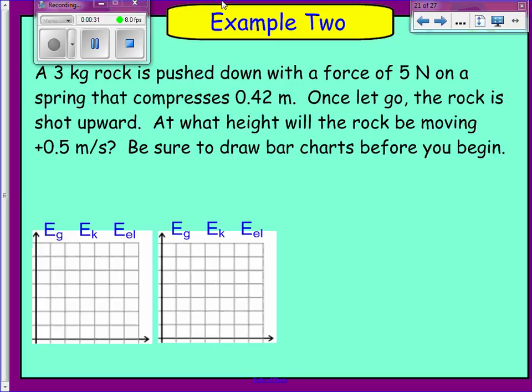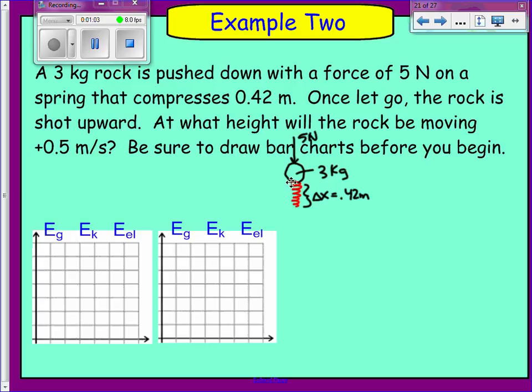All right, so let's imagine this scenario. You have a rock on this spring, compressing it. And what are we told about this initial scenario? Well, we're told that the rock is 3 kilograms. We're told the spring is compressed or has a delta X of 0.42 meters. And we're told that in addition to all of that, there is a 5 newton force that's being pushed down.